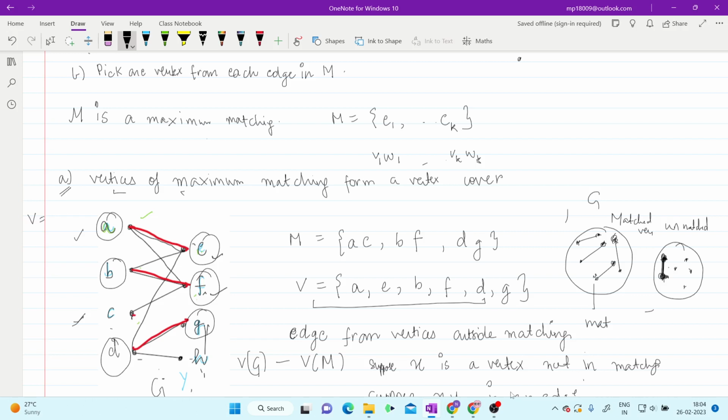So see, we have these three edges, AE, BF, DG. Suppose from AE I pick E, from BF I pick F, and from DG I pick G. So I get E, F, G. Is this forming a vertex cover?